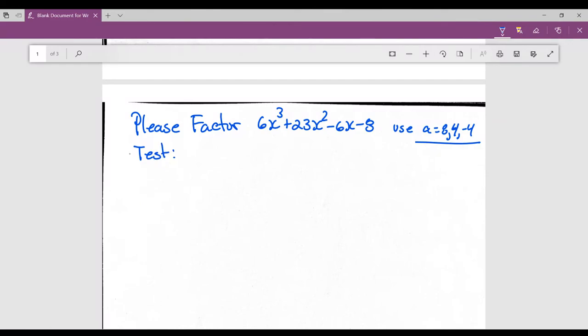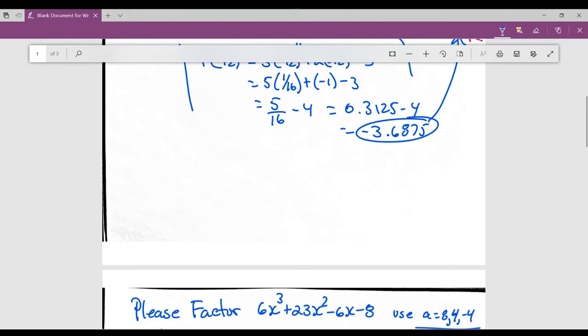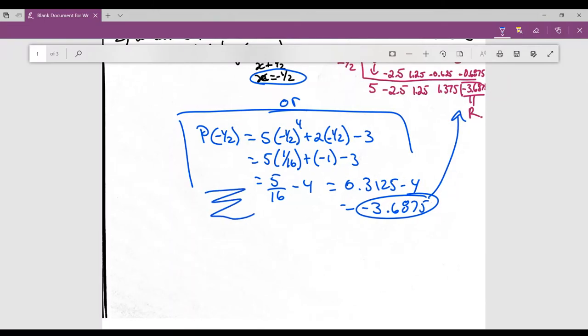So if we're going to test, I'll just start with 8. Do synthetic division. The reason I'm doing synthetic division is that if it is a factor, then I'm halfway there. But you could use the remainder theorem like we did here. Then you're going to have to divide anyway. So I tend to use synthetic division.